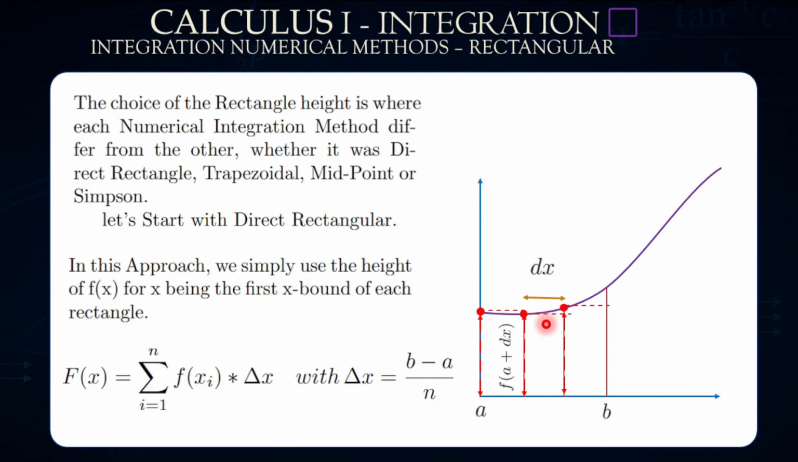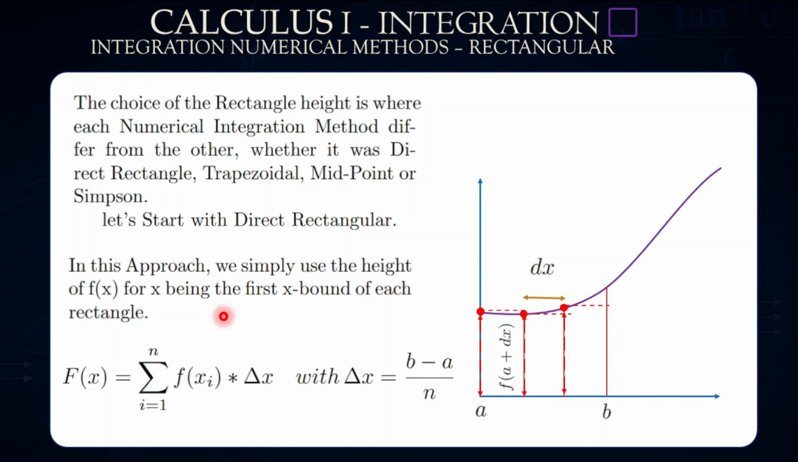So if you look to the right, for each rectangle, you choose the height for that rectangle as being the value of y for the first x, the first edge of this rectangle. Then for the one after it, you choose the height at the first x, which is at this point x equal a plus dx. Then for the next rectangle, f of x is f of a plus 2 delta x. Okay, so the height for this rectangle is equal to f of a plus 2 delta x.